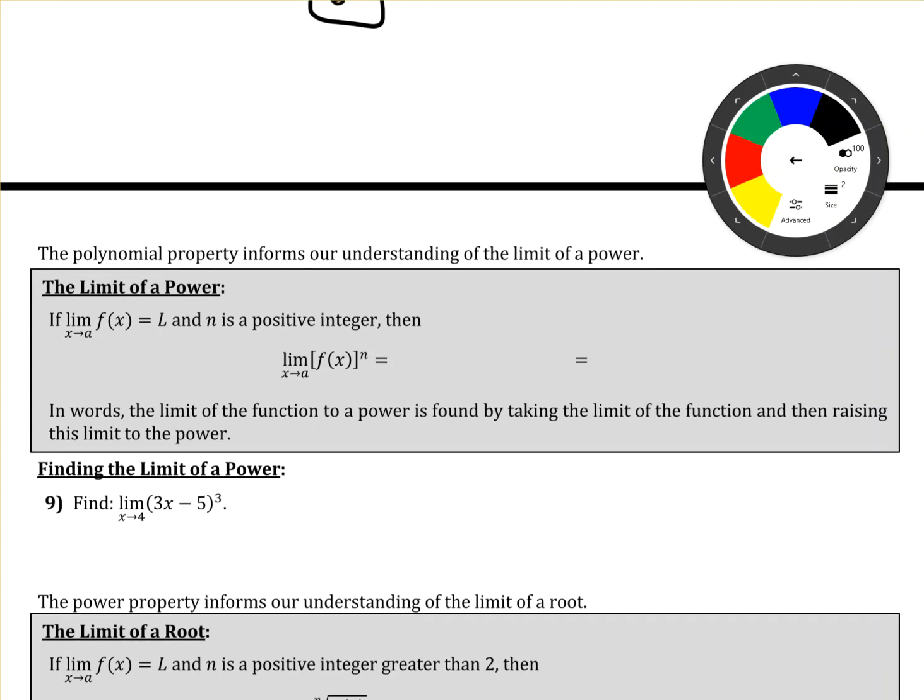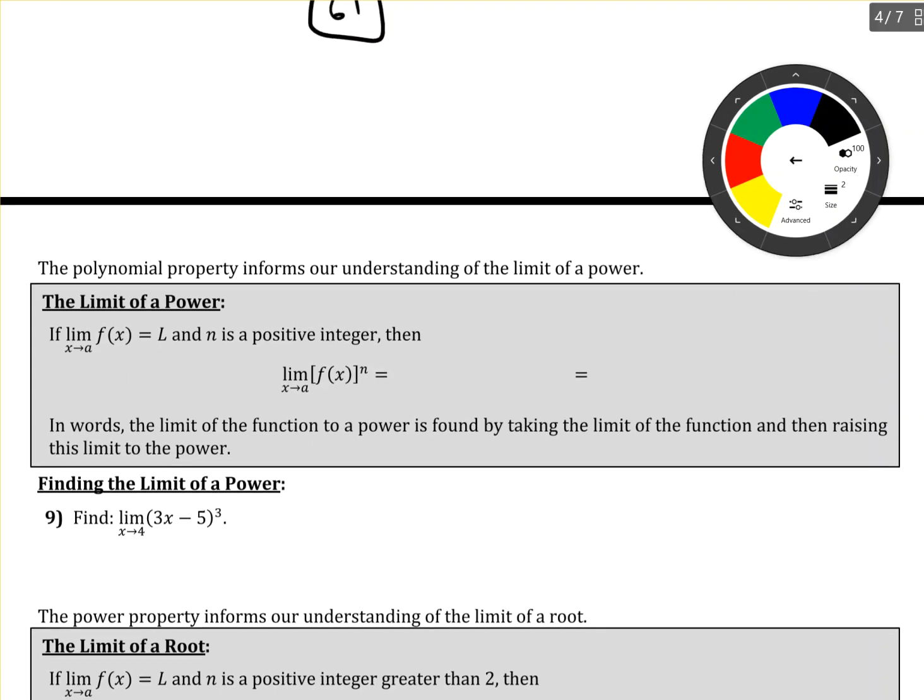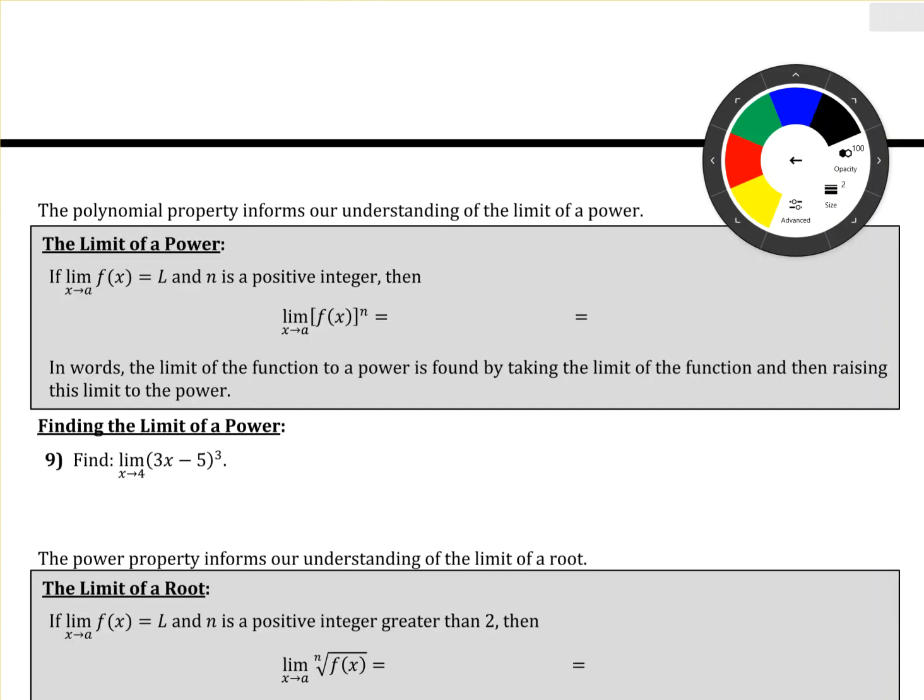And similarly, if we look at this, this is basically using the multiplication rule we learned up above, the product rule, over and over again. This is the same as the limit as x goes to a of f of x to the n, which is equal to L to the n.